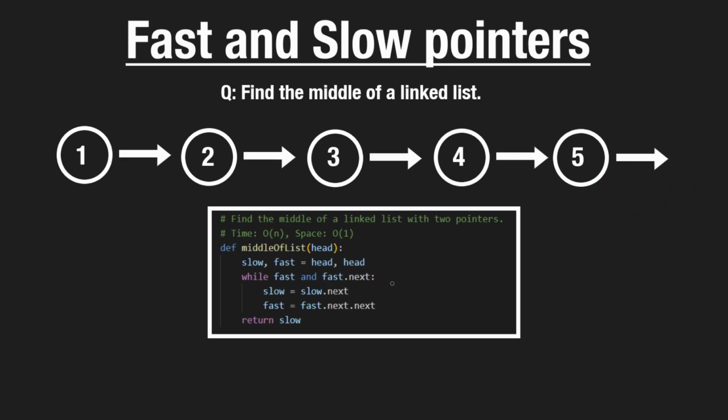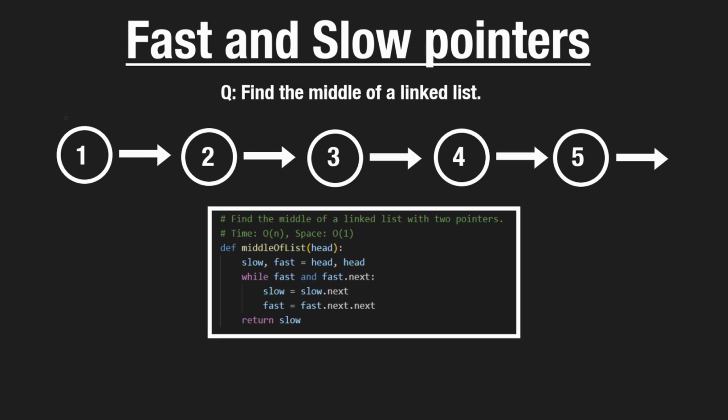But while that's not the case, we're going to increment the slow pointer by 1, set it to slow.next, increment the fast pointer twice, set it to fast.next.next, and then continue doing that until the fast pointer reaches the end of the linked list, and then we would return slow, which should be at the middle of the linked list.